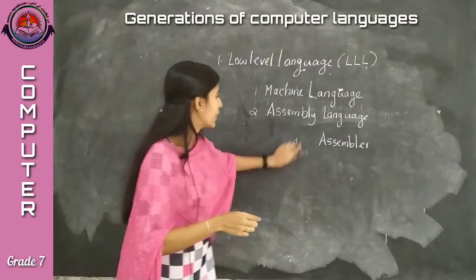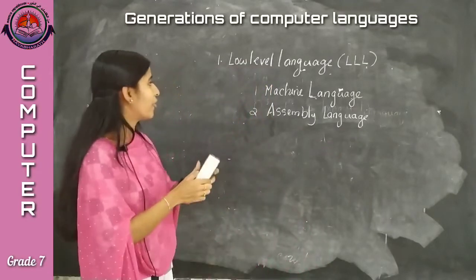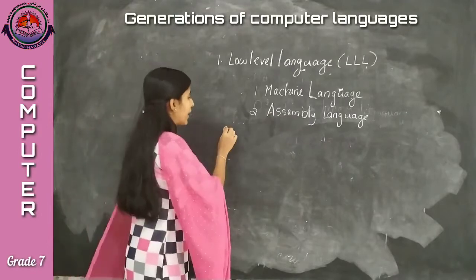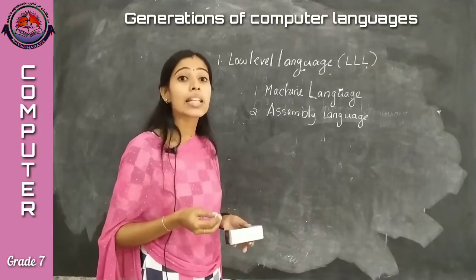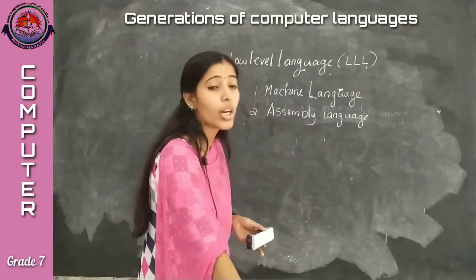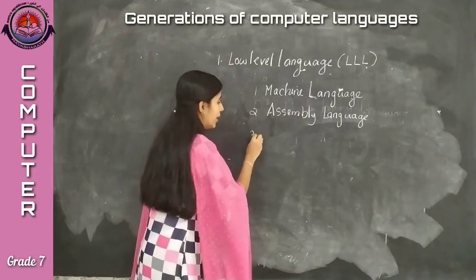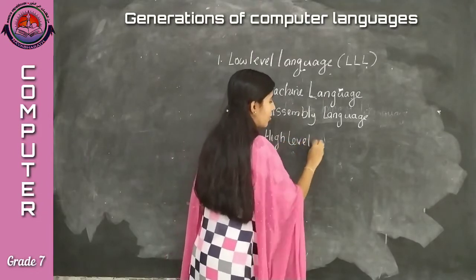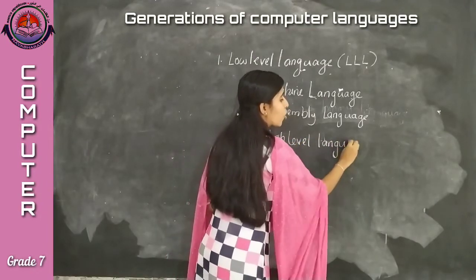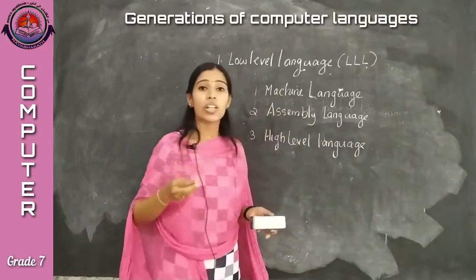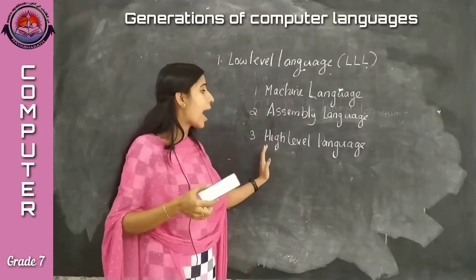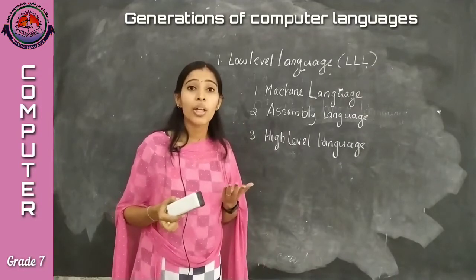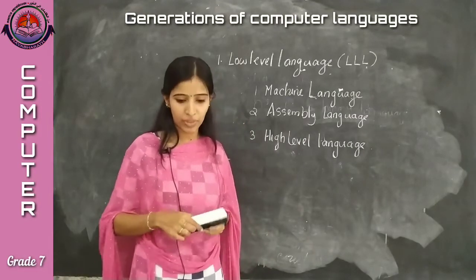So the third one. The first one was machine language, the second was assembly language, and the next one is third generation language, or high level language. It is also known as third generation language. This high level language is similar to human languages like English.